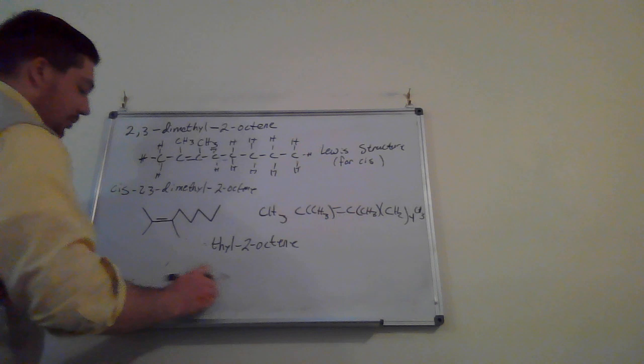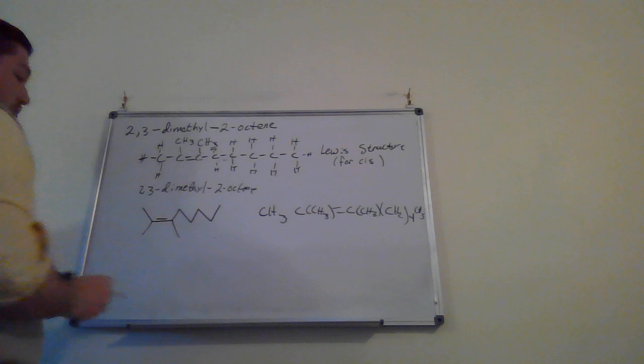And this was just a reminder from the last video. So really, there's only one structure that makes sense for 2,3-dimethyl-2-octene. Okay.